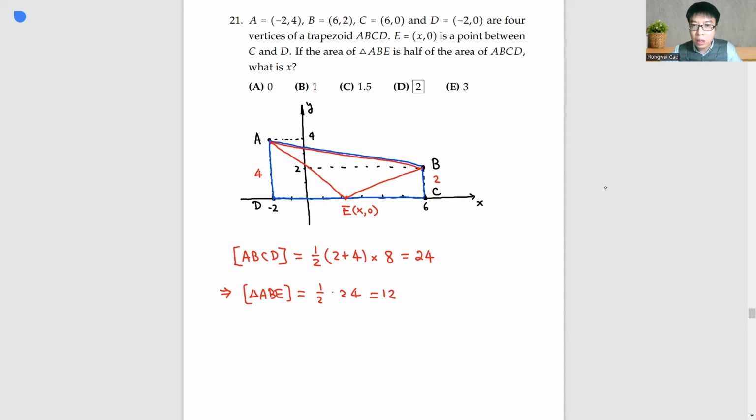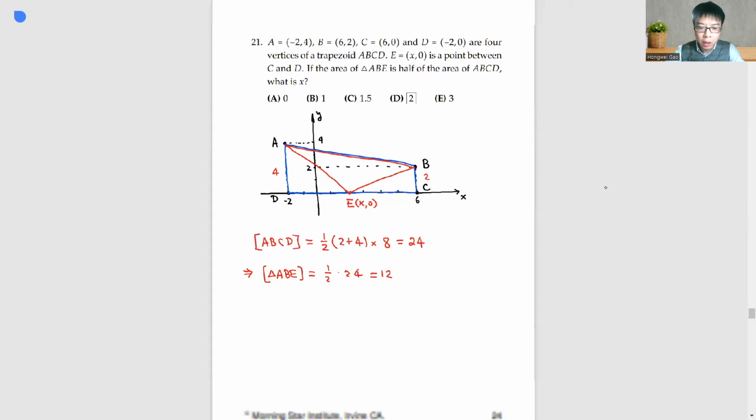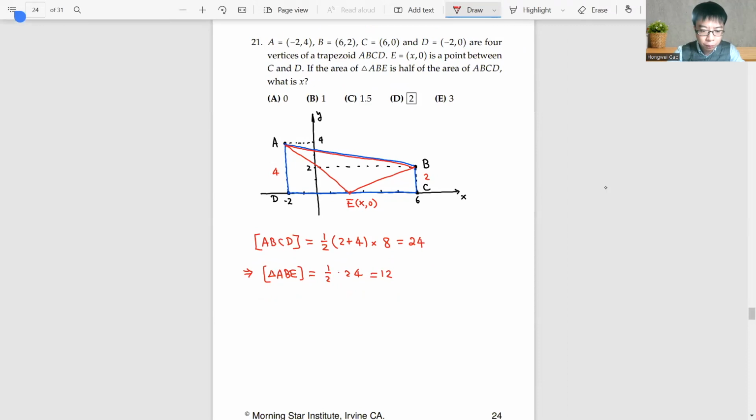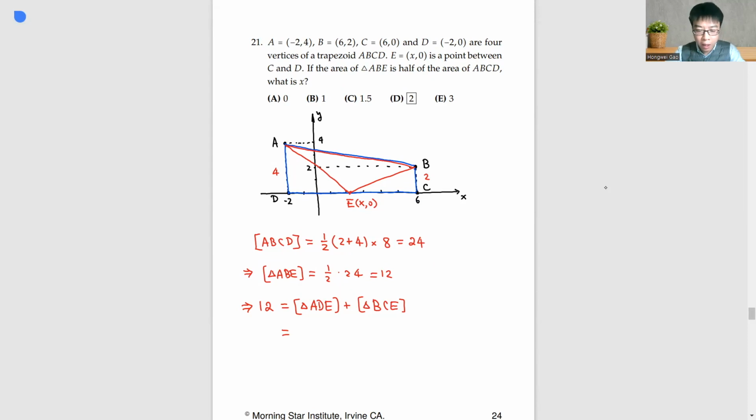So it's not easy to see the height and the base. So in this question, let's try to do the other part, the complement part. That is 2 other triangles. The other part is also half of the area, so it's 12, which is the area of triangle ADE plus triangle BCE. They are both right triangles, so it's easy to find the base and heights. For triangle ADE, the base here is x plus 2.